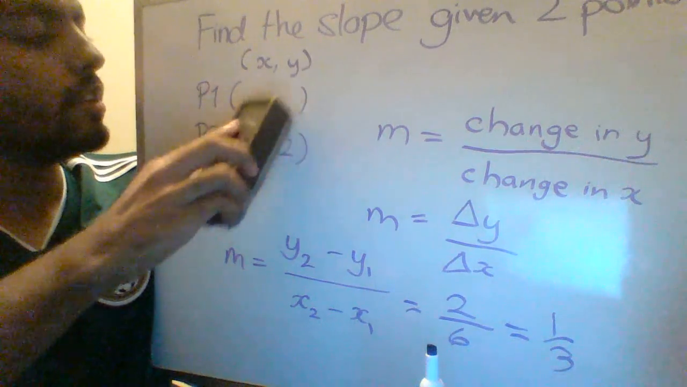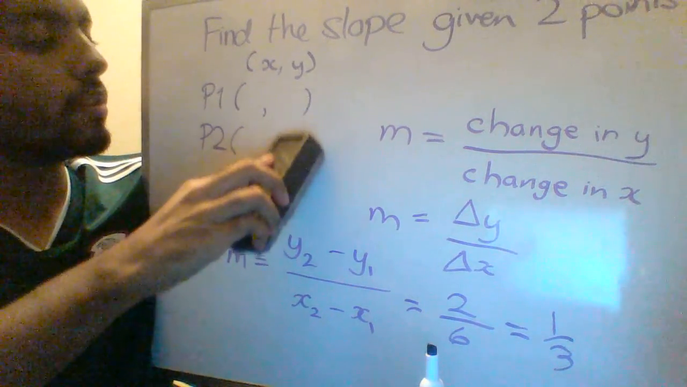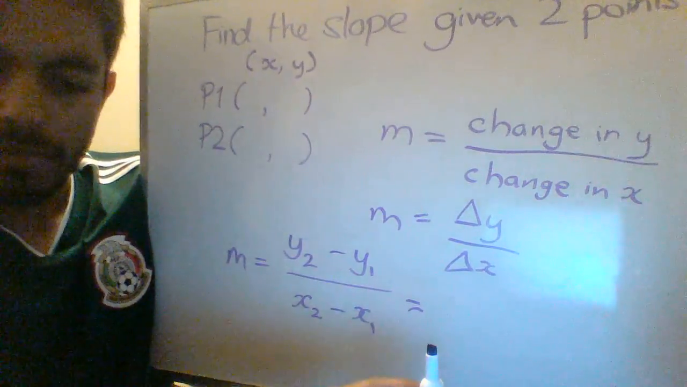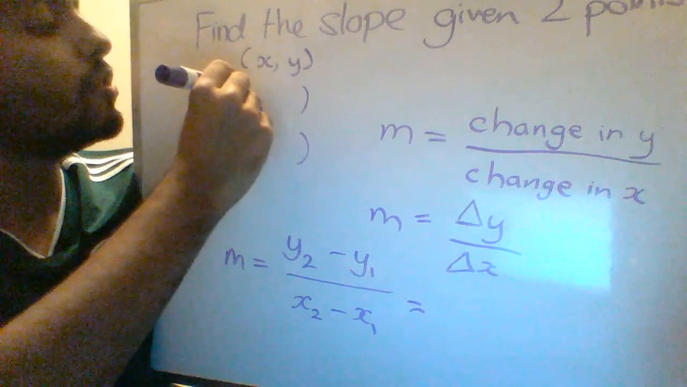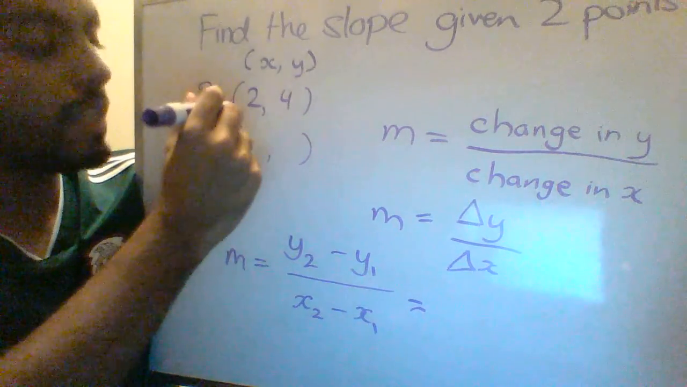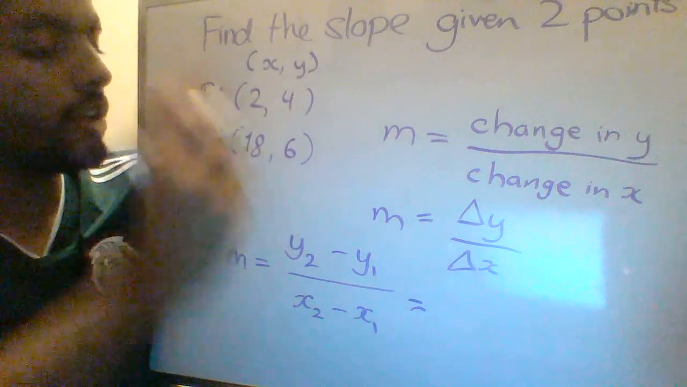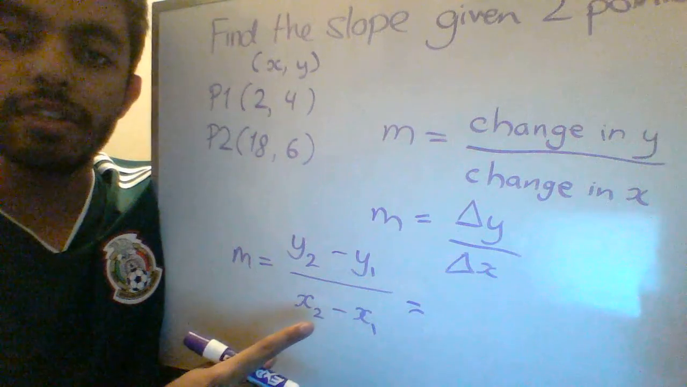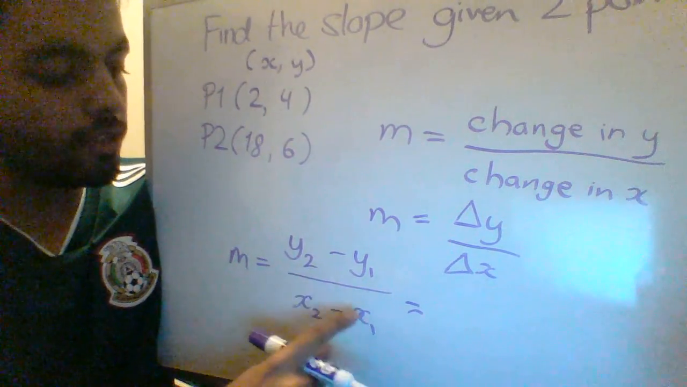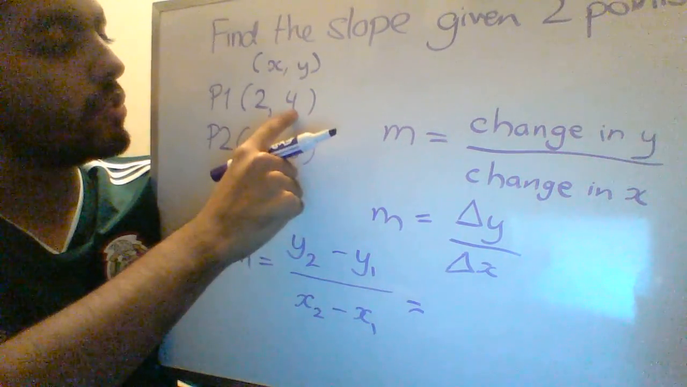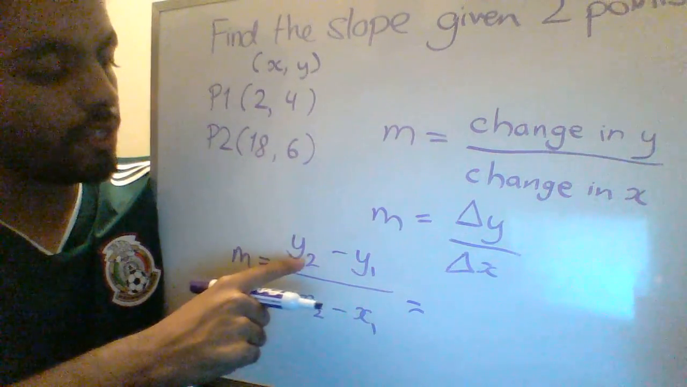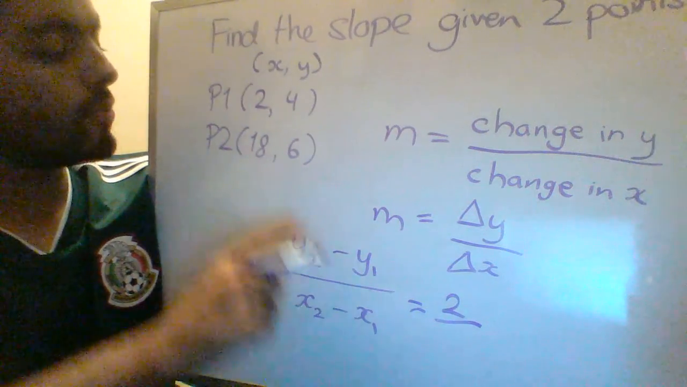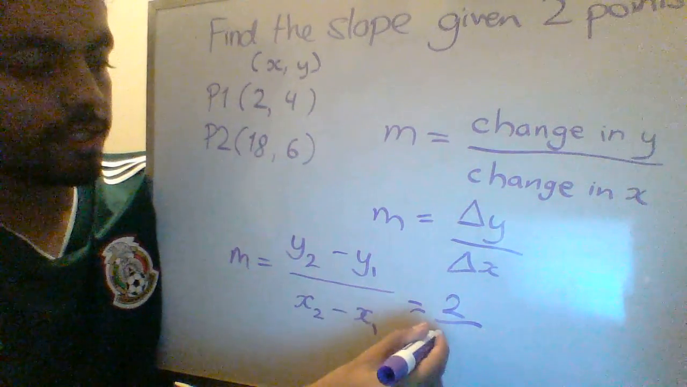All right, next one. Point 1 is (2, 4), and point 2 is (18, 6). You're going to use the same formula. You have 2 points, so you have enough information to fill in y1, y2, x1, and x2. y1 is 4, y2 is 6, so you do y2 minus y1, 6 minus 4 is 2. And then x2 minus x1, 18 minus 2, that's 16.